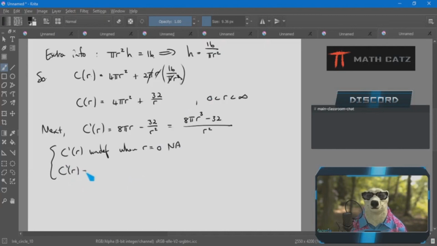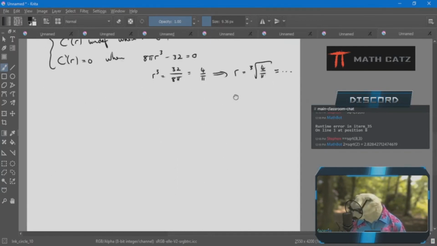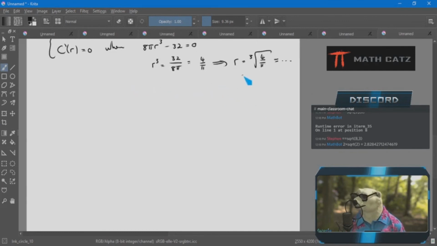So the only thing I'm really interested in is when this is equal to 0, and that's going to be when the numerator equals 0. So I solve for r. I get 32 over 8 pi, or 4 over pi, and therefore r is the cube root of 4 over pi. Whatever decimal number it is, you can calculate on your calculator. It doesn't actually matter, right? We have a value. That's going to be our critical value.